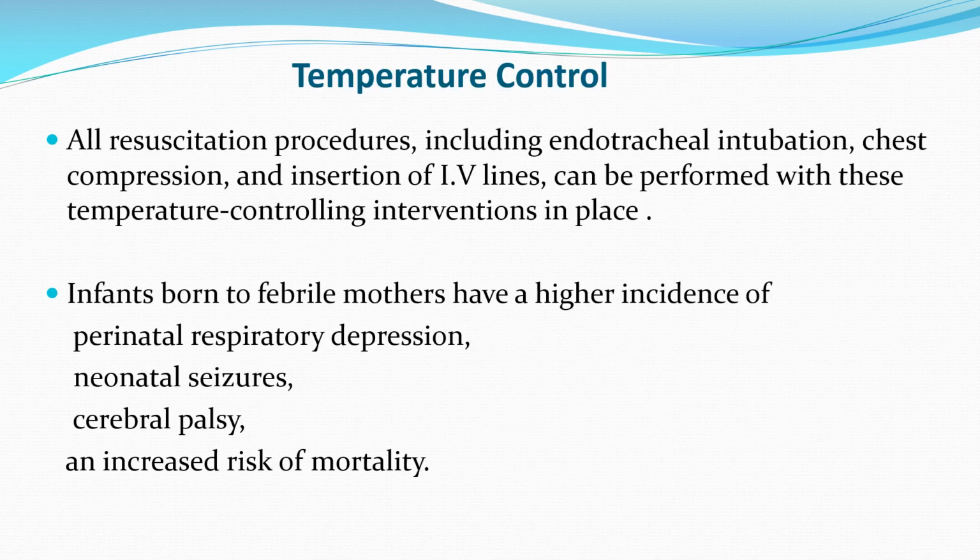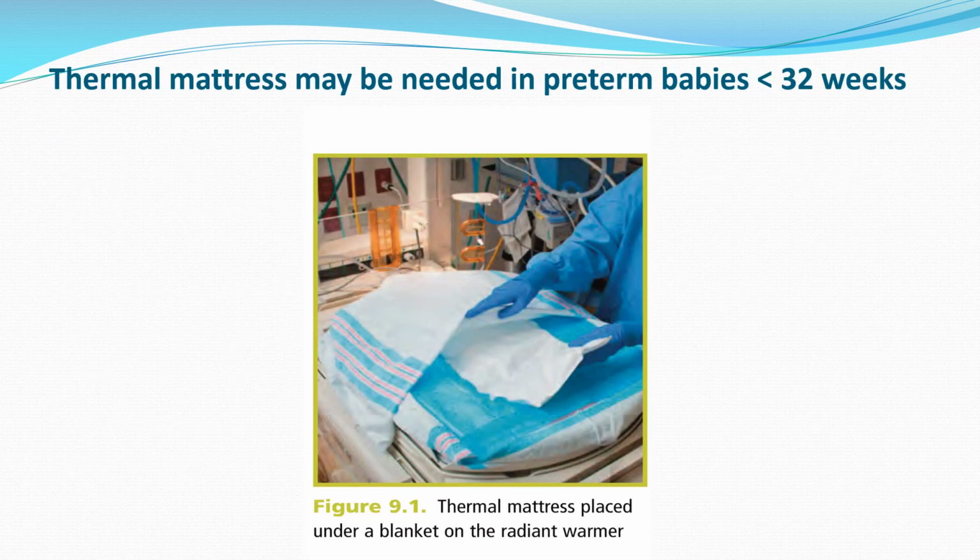So all resuscitation measures, including endotracheal intubation, chest compression, and insertion of IV lines, can be performed with these temperature controlling interventions in place. Infants born to a febrile mother have a higher incidence of perinatal respiratory depression, neonatal seizures, cerebral palsy, and an increased risk of mortality. This is how they put the thermal mattress, which may be needed to prevent hypothermia in newborns less than 32 weeks.